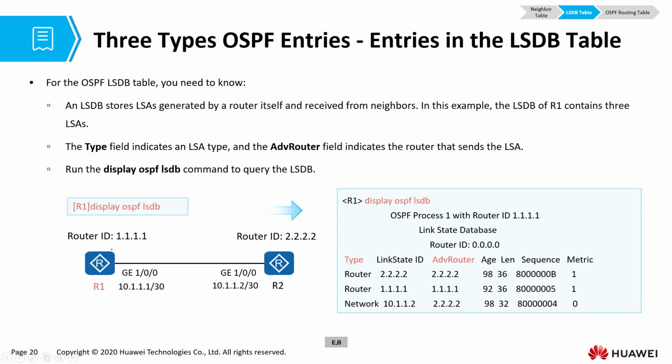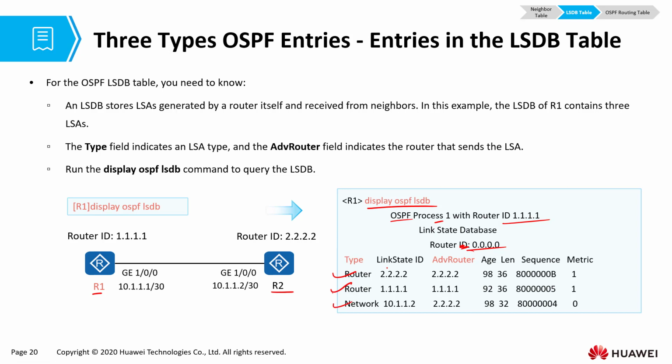In this example, again, router 1 connects to router 2, they run OSPF, they exchange hello packets, they form neighbor relationships, and so we want to see the link state database of router 1. We'll run the command display ospf link state database, and it will tell you we're running OSPF process 1 with router ID 1.1.1.1, and in this area we have a router link state advert, and another router link state advert, and a network link state advert.